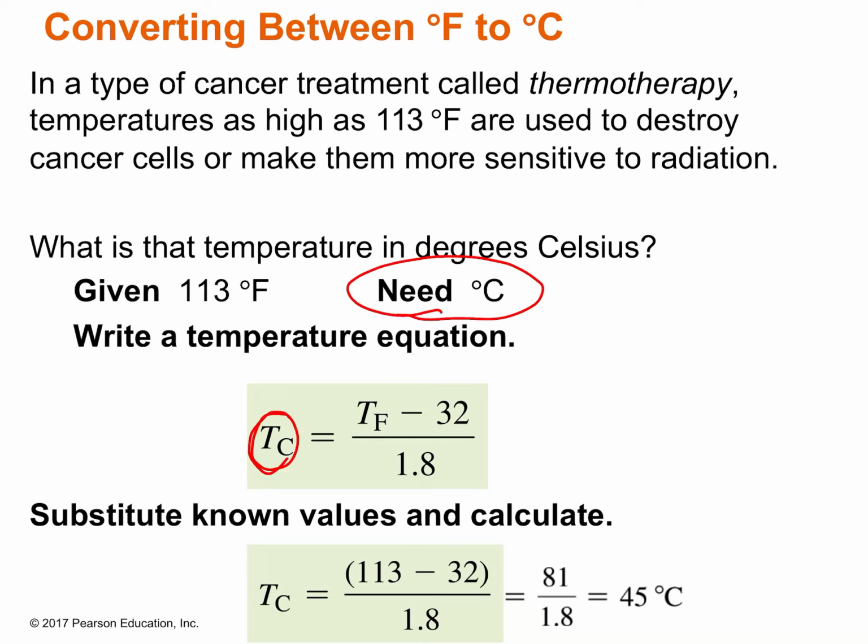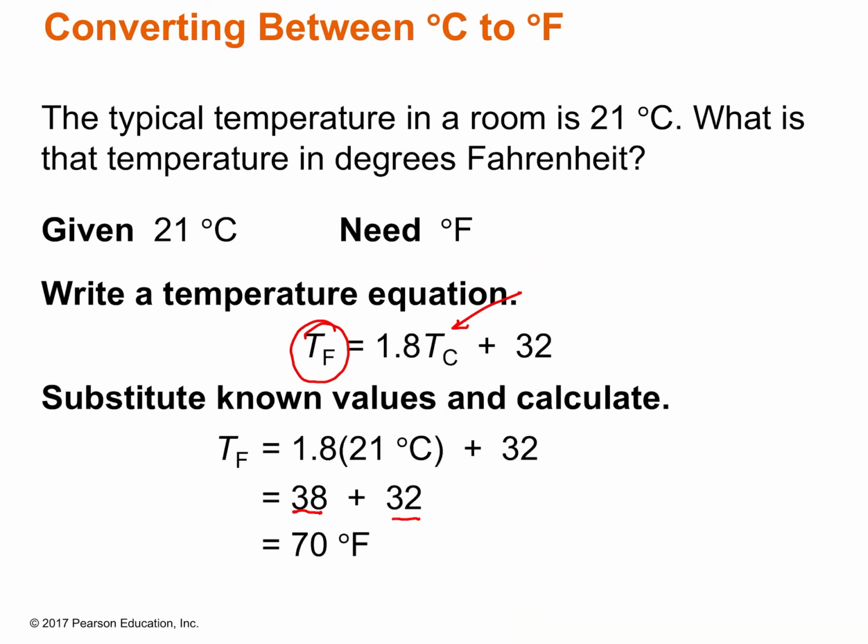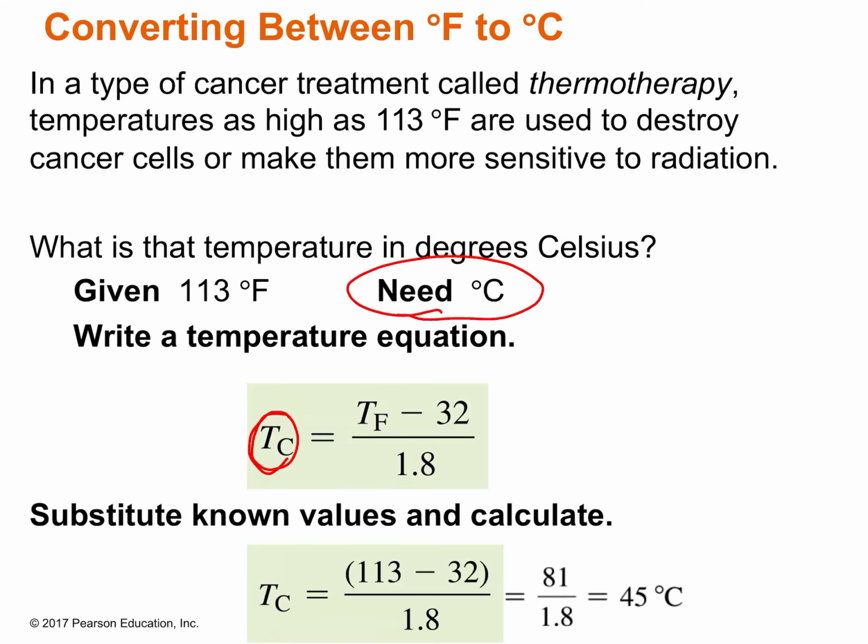So we use the equation where it has Celsius by itself. The one that's by itself is whatever we're going to solve for. So in the previous one, we wanted Fahrenheit by itself because that's what we were looking for. In this equation, we need Celsius, so we're going to make sure Celsius is by itself. And then you're going to plug in TF, your temperature in Fahrenheit.